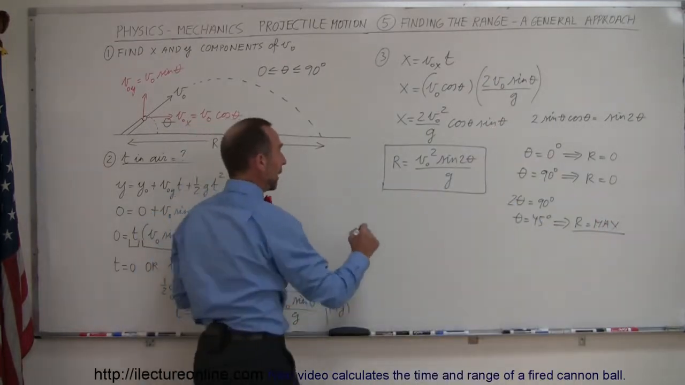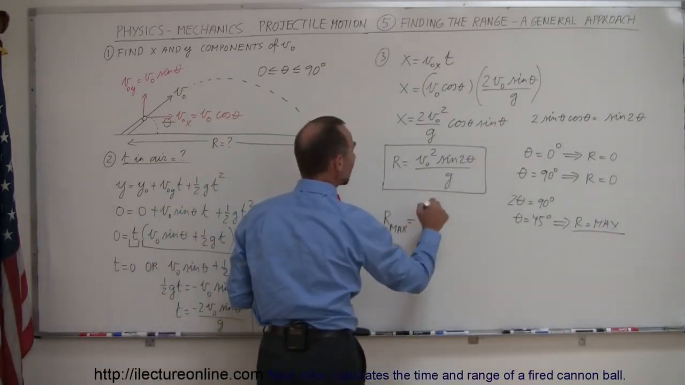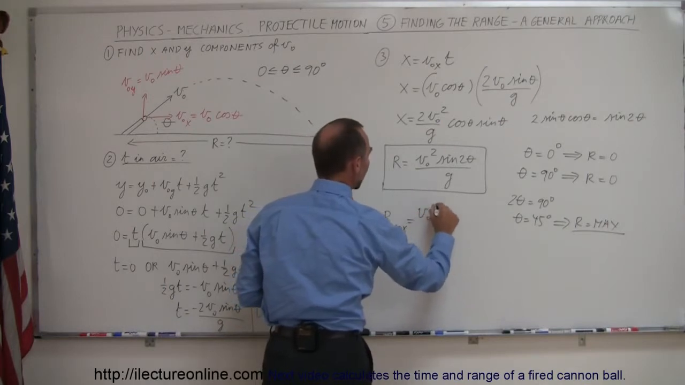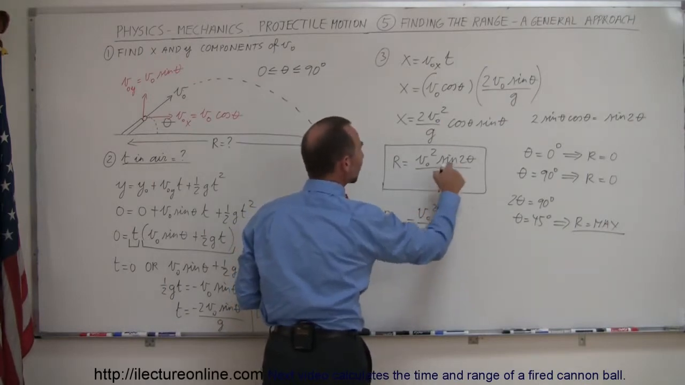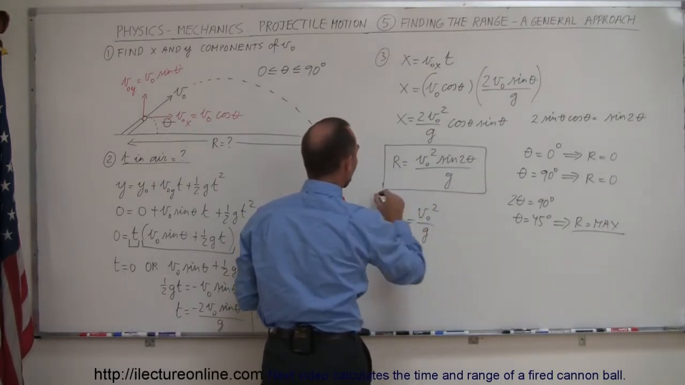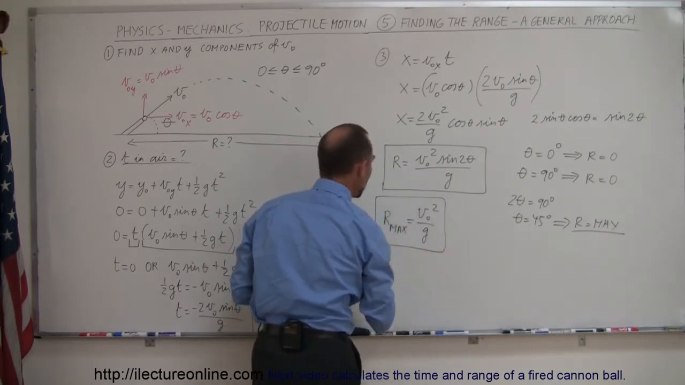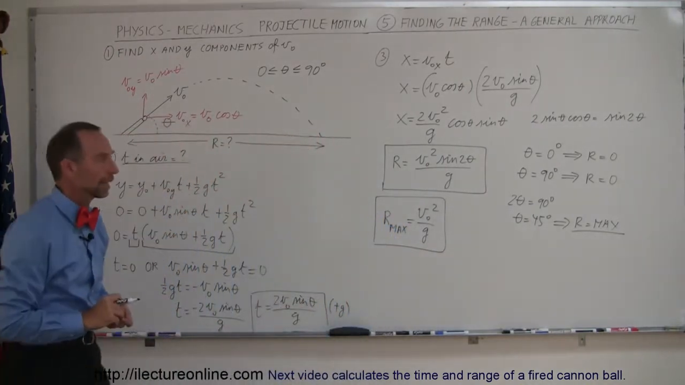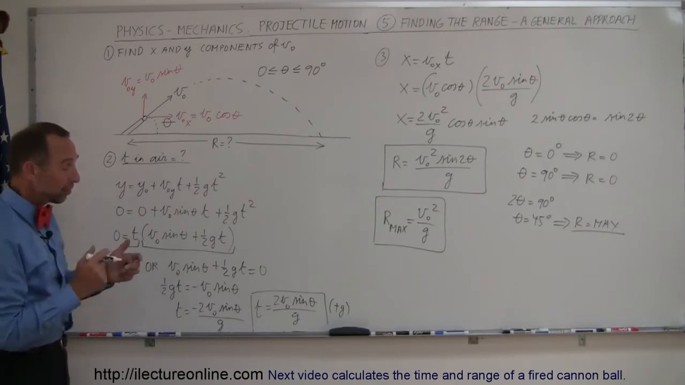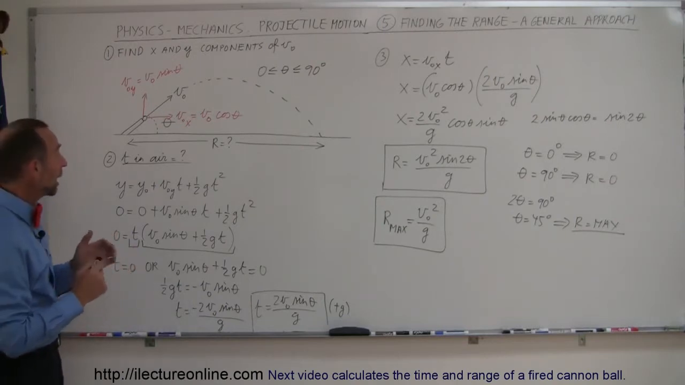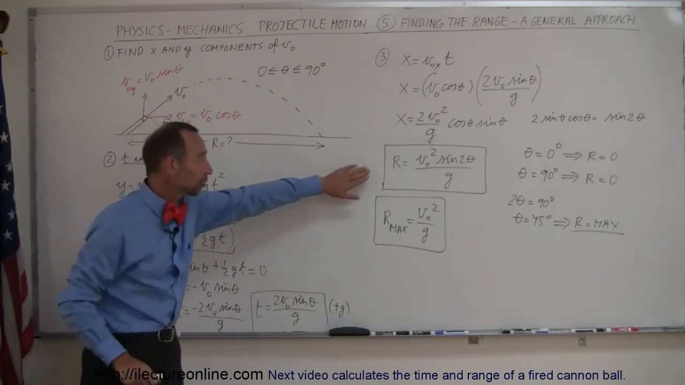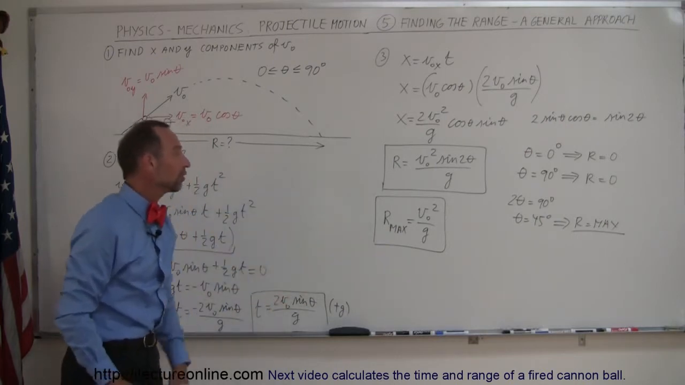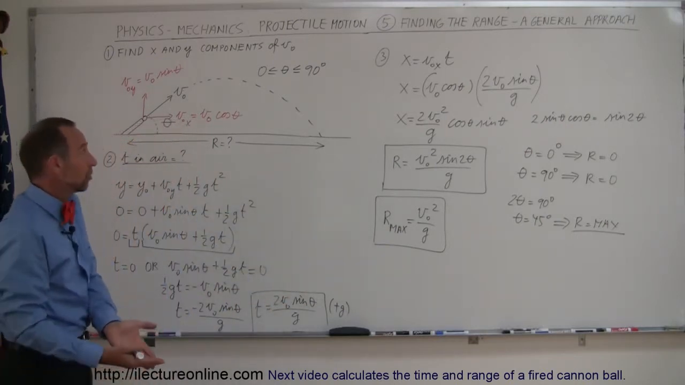And so R max can be assumed to be v sub naught squared over g times the sine of 90 degrees, which is 1. And so this is the equation for the maximum possible range for a projectile. And that is how we do a problem like this. So now we have a nice equation for our use to find the range or the maximum range of a projectile. Again, the methodology is the same.